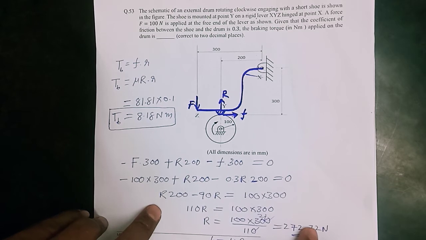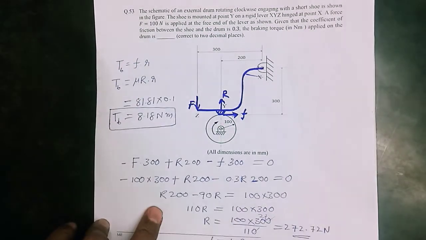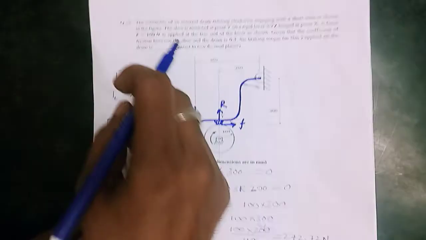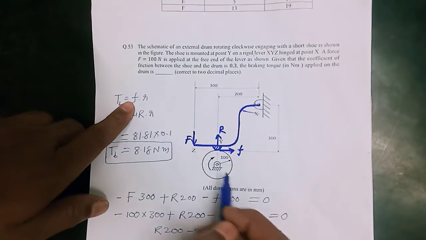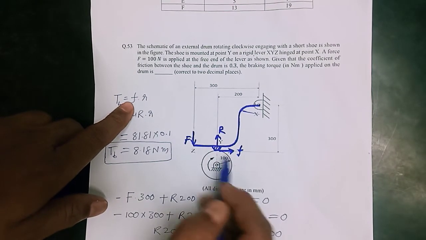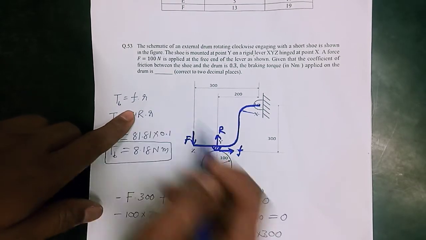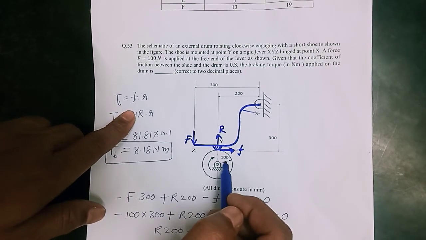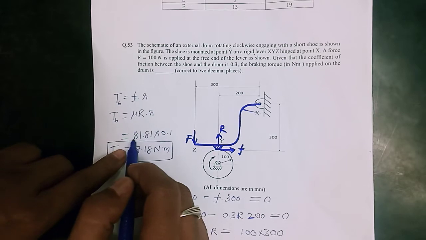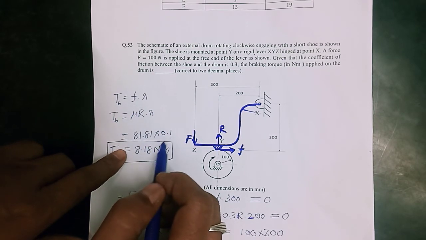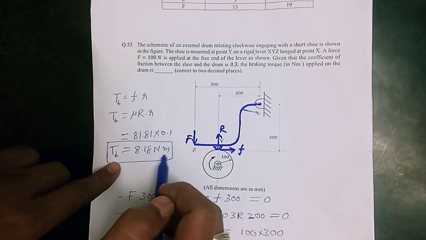Substitute the R value in the friction force: f is equal to 0.3 into 272, that is 81.8. Substitute the value here: f is 81.82, into the radius of the drum, which in meters is 0.1 meters. So the friction force 81.81 into 0.1 gives 8.18 newton meters.